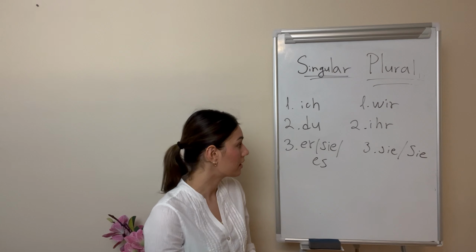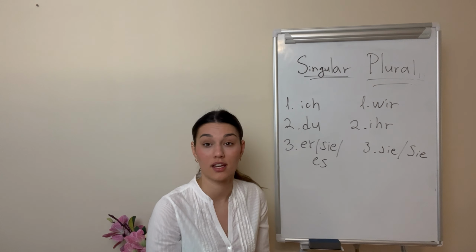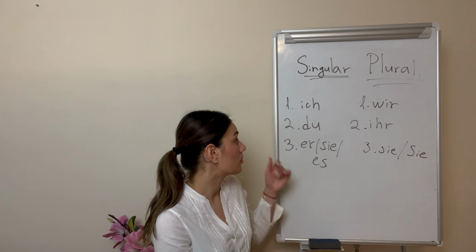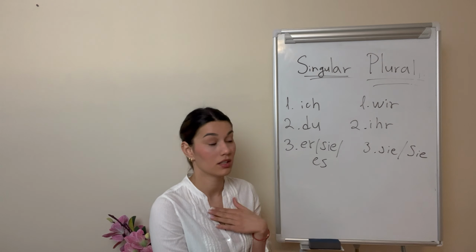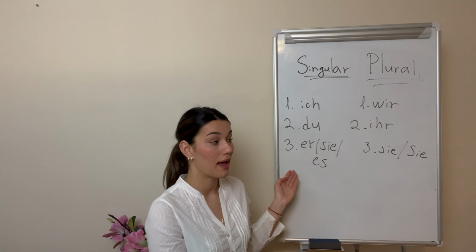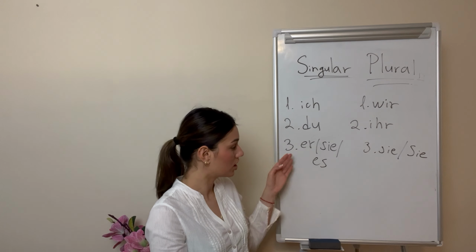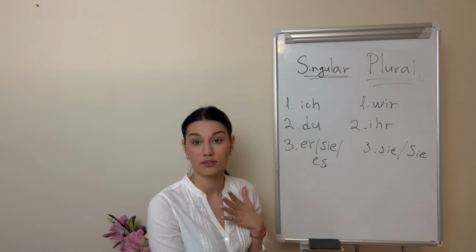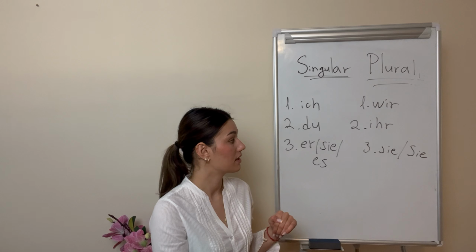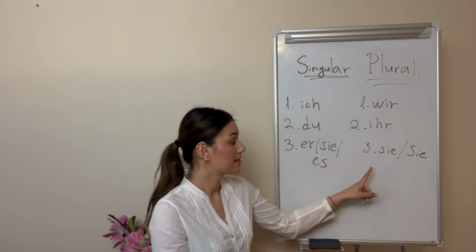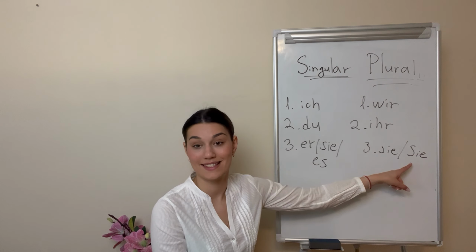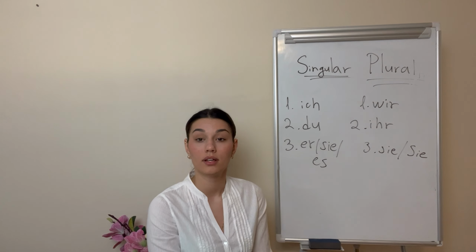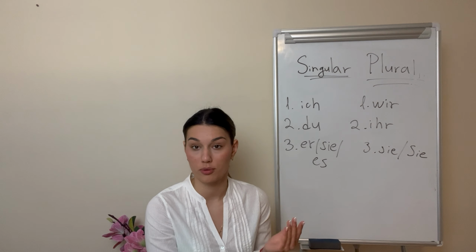Okay? And now, once again, we will read everything and translate it together. So, ich, I. Du, you. Er, sie, es. He, she, it. Wir, we. Ihr, you. Sie, they. And Sie, capital letter, you, as formal form.